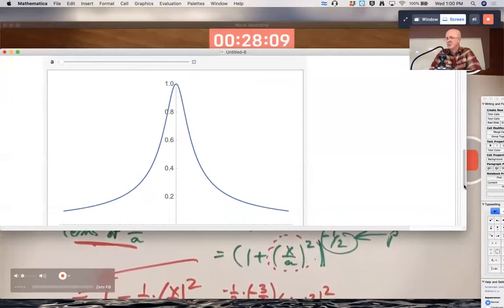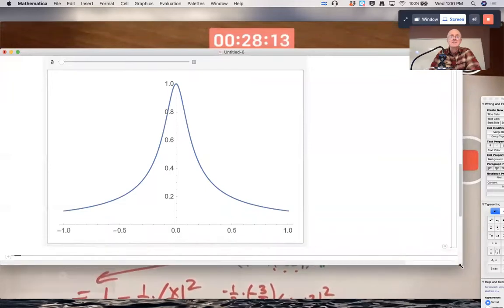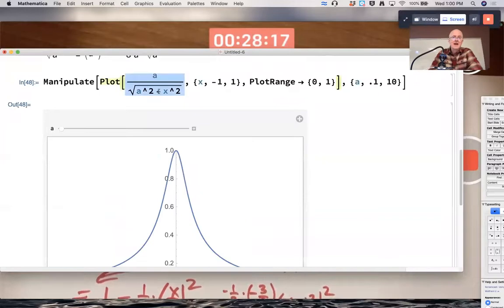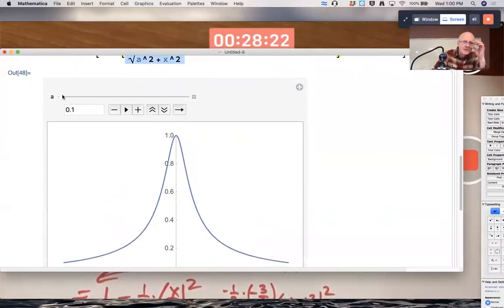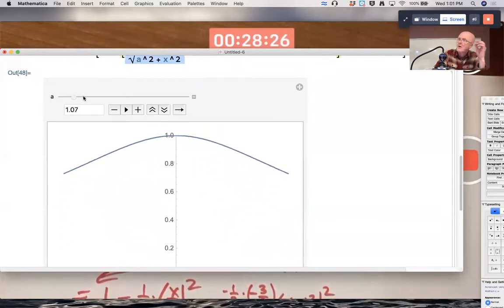It's not the true bell curve, which, by the way, we're about to talk about for another application in a few minutes. That's what the graph of this function looks like as a function of x. And then because I put it in a manipulate, I can change the value of A and see how the graph changes. As A increases, the graph gets more horizontal.